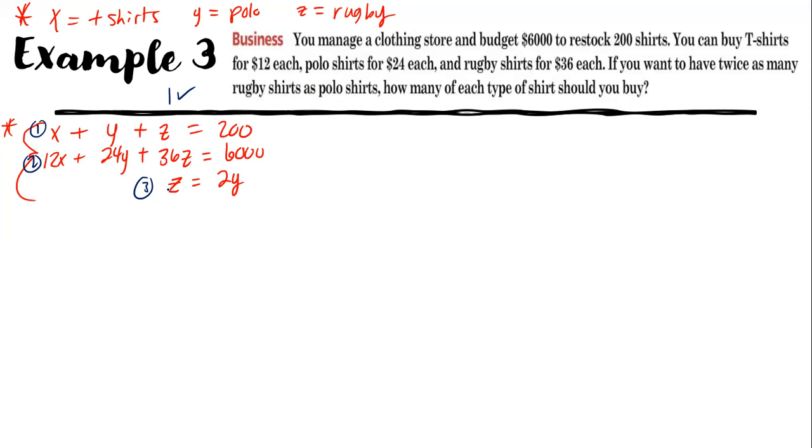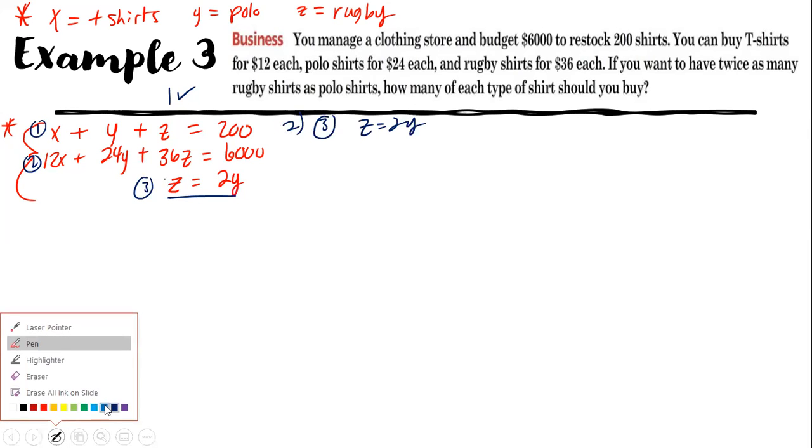use. So the clear choice is equation 3, Z equals 2Y, right? Very clear, very obvious that that's what we're going to use. The variable is by itself, it's already ready to go. All right, so we have Z equals 2Y. And then step 3, we're now going to substitute that into the other 2 equations.